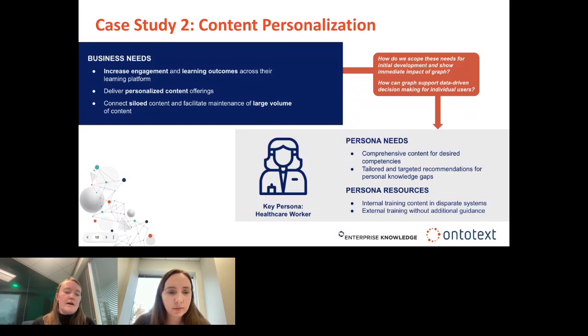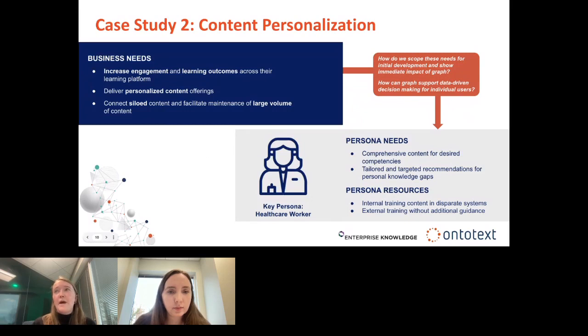And so, as I described the case study there, something we often think about in these projects is how do we make sure that we're scoping those needs of the persona, the healthcare worker in this case, and those needs in order to build a graph that has value and ROI and allows the users to make those data-driven decisions that support stronger business value.